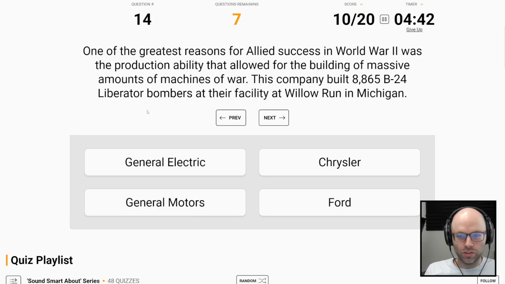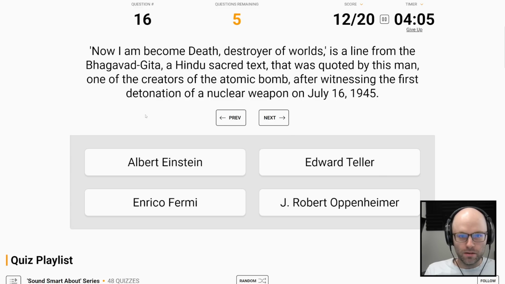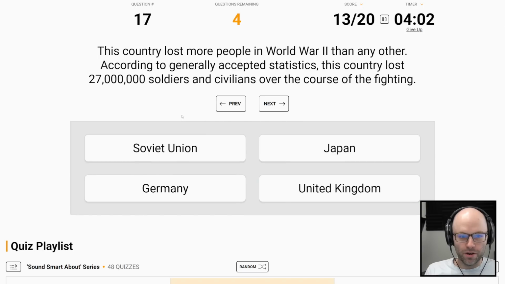One of the greatest reasons for success in World War II was the production ability that allowed for the building of massive amounts of machines of war. This company built 8,800 B-24 Liberator bombers at their facility in Willow Run, Michigan. I'm going to say that that was Ford. That's why it's built Ford tough. One of the most devastating battles of the late stages of the Pacific War, a Japanese force of 21,000 fought to the last man with only 216 taken prisoner on this island. Iwo Jima. This is Oppenheimer. Come on, you got to know that one.